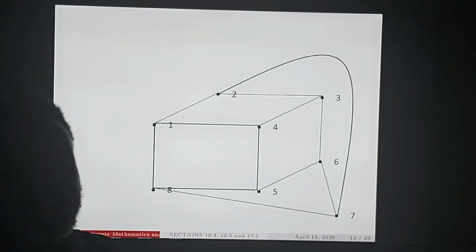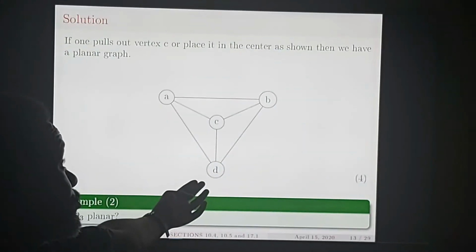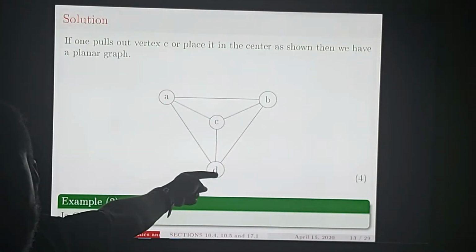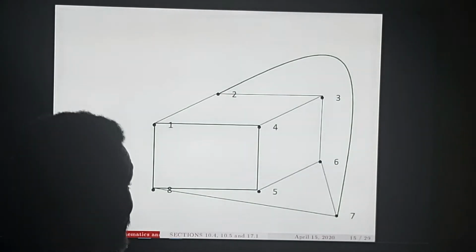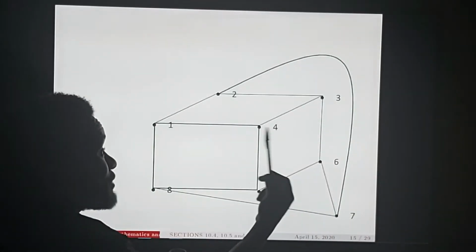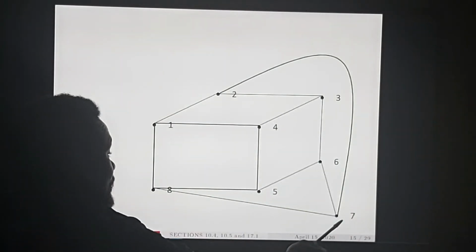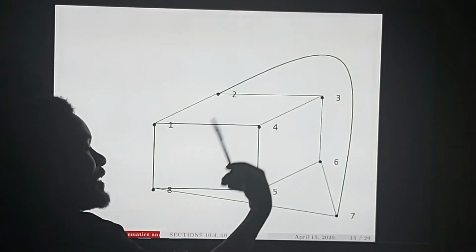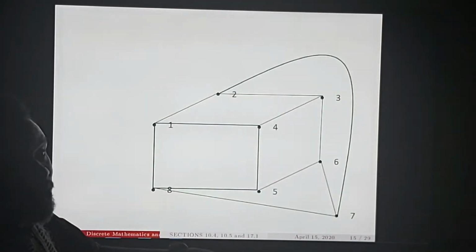Of course, now this graph, you can redraw it nicely like we did for this graph. You look at the outer vertices and then connect. So if you look at the outer vertices, what do you have? The outer vertices are going to be 1, 2, 7, and 8. And then the inner vertices are 3, 4, 5, 6. So now you can redraw it.